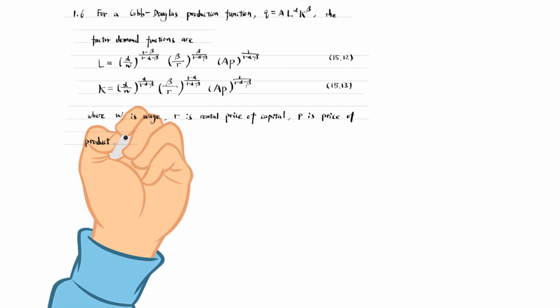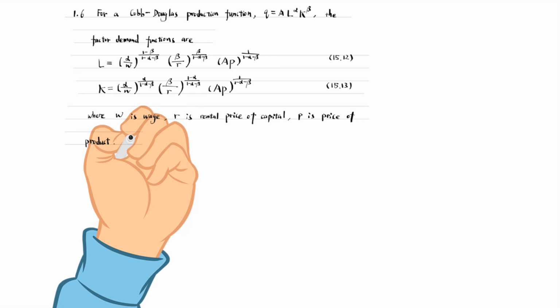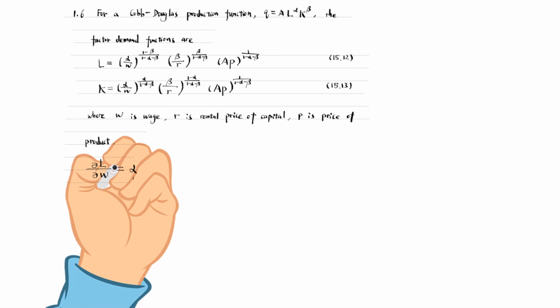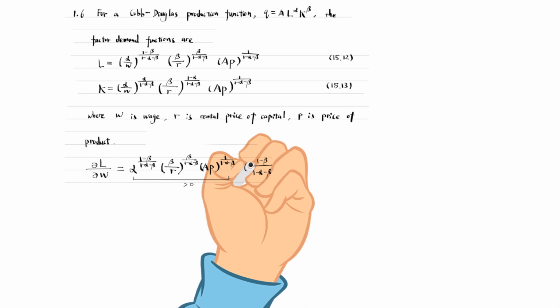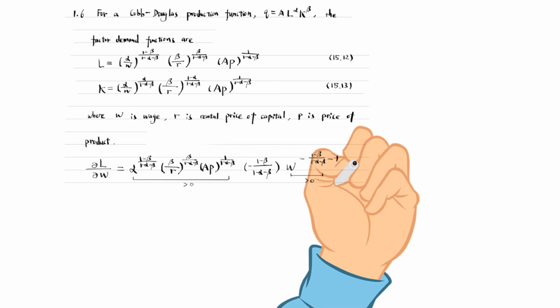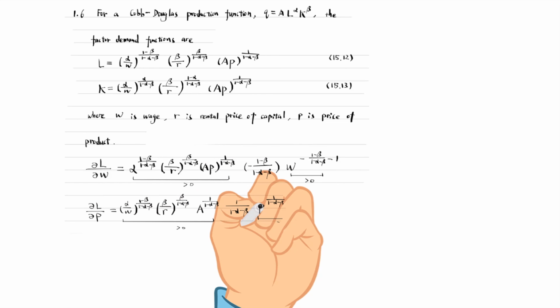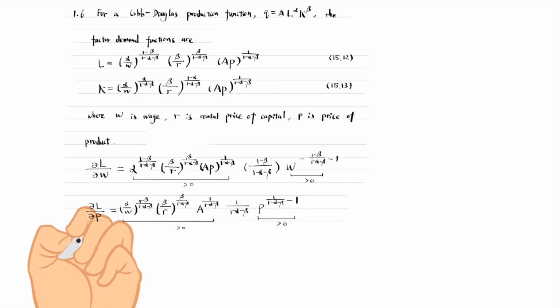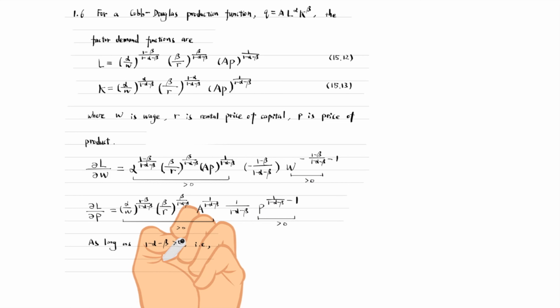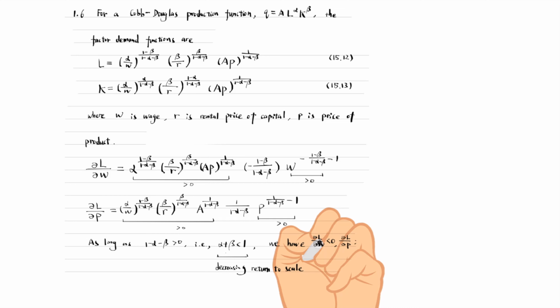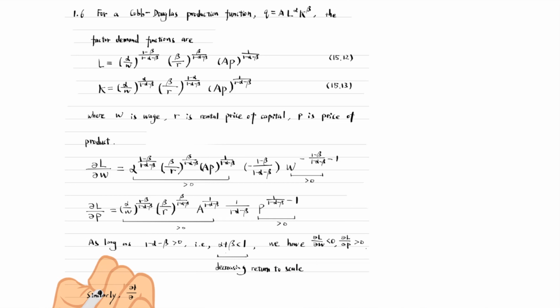To find how the demand for labor changes with the factor price and output price, we partially differentiate the labor demand function with respect to the wage and the output price, respectively. As long as the sum of alpha and beta is less than 1, we have the result. The same approach applies to the capital demand.